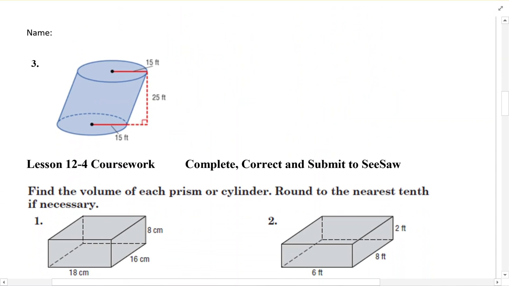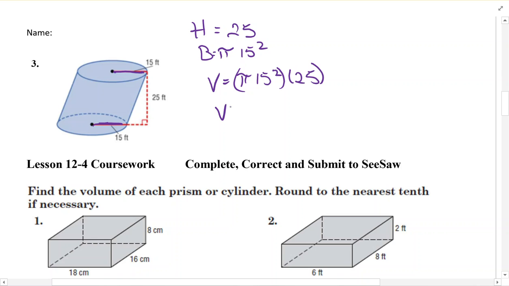For our last example here, we have an oblique cylinder. The height of the cylinder we're going to have is 25. Our base is pi 15 squared because we're only going to use the radius portion here. Volume equals pi 15 squared for the base times 25. And that gives us that the volume is 17671.5 feet cubed. And that ends lesson 12.4.